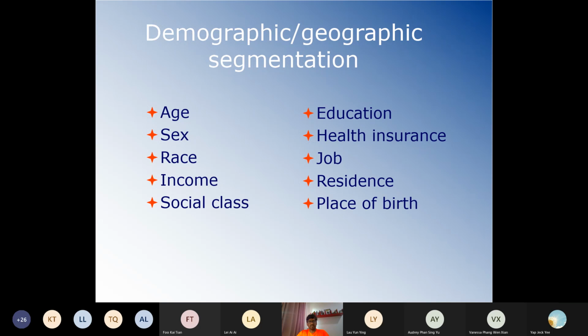So you can see whatever I was talking about. Age, sex, race, income, social class, whether the lower class, middle class, higher class, and whether they are educated or not, whether insurance coverage is more in the country or not, whether the government supports that or not, whether they are employed or unemployed, the status of residence and the place of birth. All this will be used to segment the market.